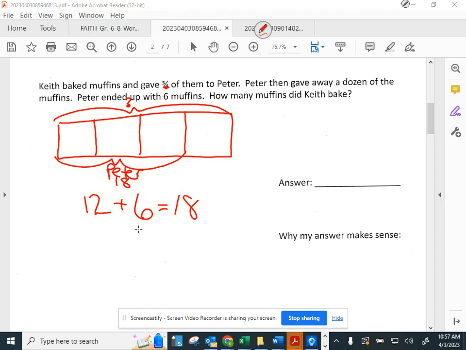So how do I figure out how many muffins are in each section? Say it again, Luciana. Divide by 3. I'm going to divide it by 3. Wow. So I know one section is 6. So I can fill in that 6 for each section. Can I then figure out how many Keith made all together?